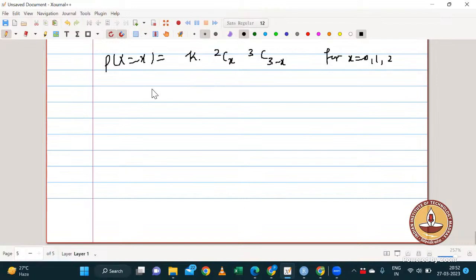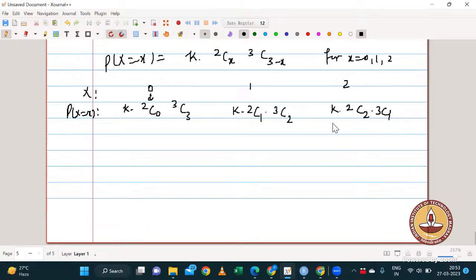So for x equal to 0, what will it be? K times 2C0 times 3C3. Because x is taking the values 0, 1 and 2, this is the probability. For x equal to 1, it will be k into 2C1 into 3C2. Correct? When x is 2, your probability should be k into 2C2 into 3C1, right? Since we have to find the value of k, the sum of all the probabilities should be equal to 1.